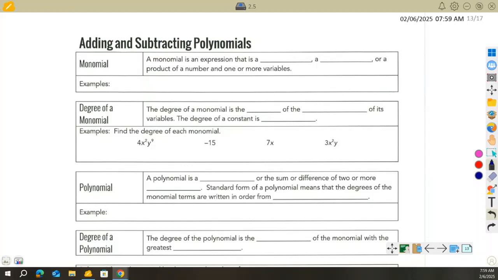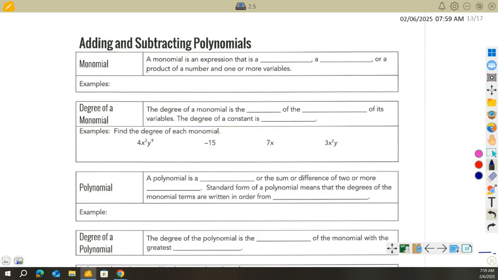All right, so today we are looking at lesson 5.1, which is adding and subtracting and multiplying polynomials. Before we get into the adding, subtracting, and multiplying, we are going to look at how we classify polynomials. So first, we are looking at monomials. Mono, that means one. So really this is just one term.